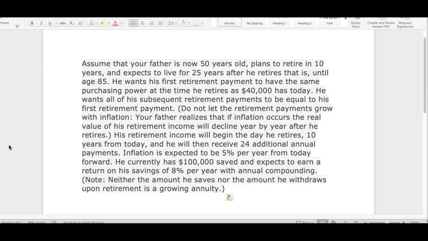Your father realizes that inflation occurs. The real value of his retirement account or income will decline year by year after he retires. His retirement income will begin the day he retires, 10 years from today, and he'll receive 24 additional annual payments. Inflation is expected to be 5% per year from today. He currently has $100,000 saved and expects to earn a return of 8% per year with annual compounding. Note, neither the time he saves nor the amount he withdraws upon retirement is growing in an annuity.